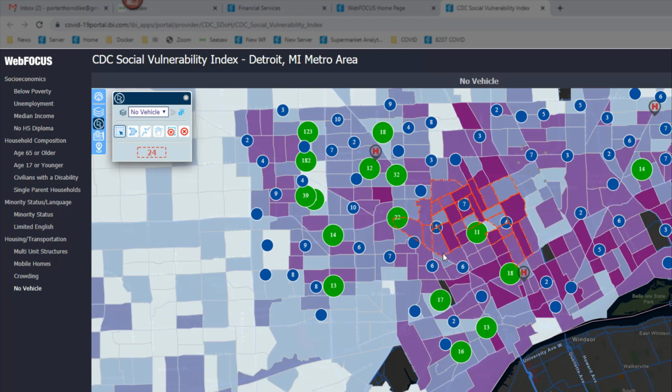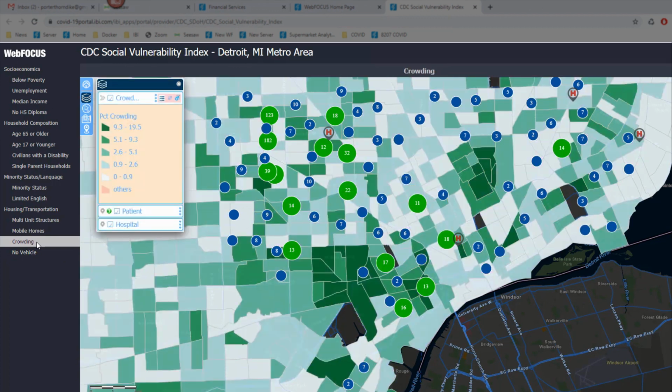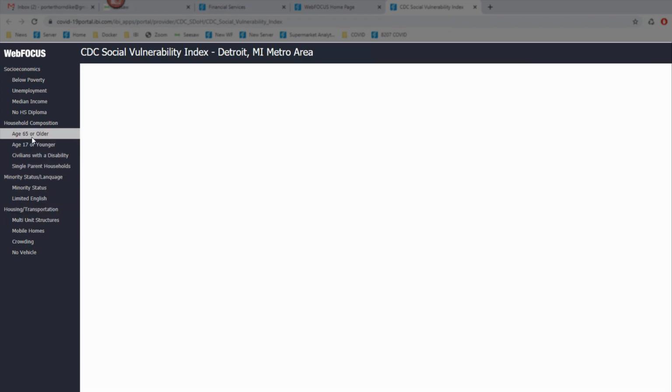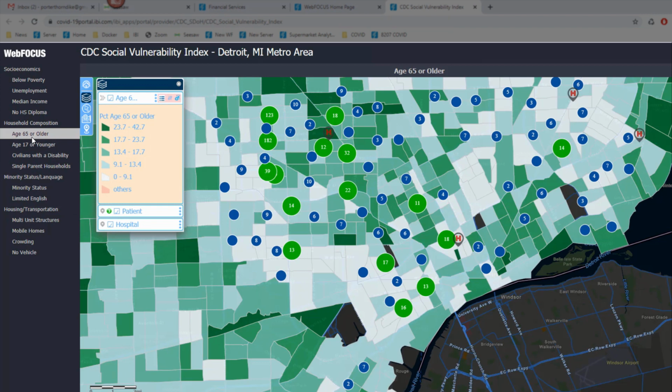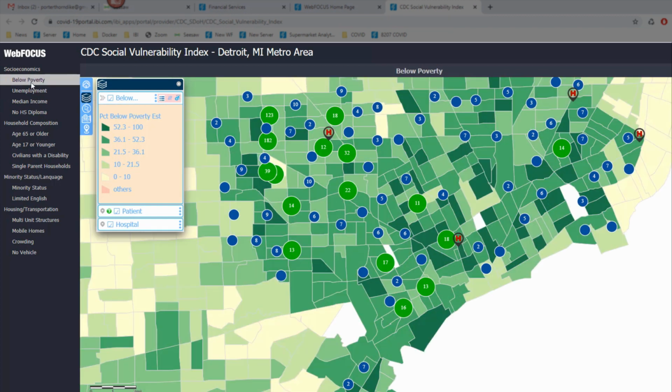So some examples would be housing density is a problem, and that is where a lot of spread happens. So we could take a look at where is crowding most prominent, where are the most multi-unit structures that we see. Of course, we could identify where are the elderly patient populations, or we could take a look at where are people unemployed, or where are they living within poverty.